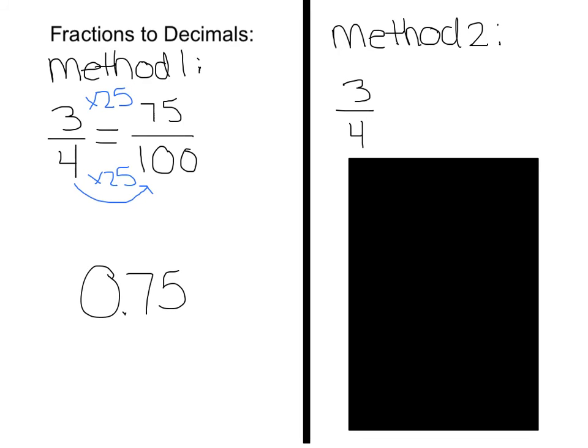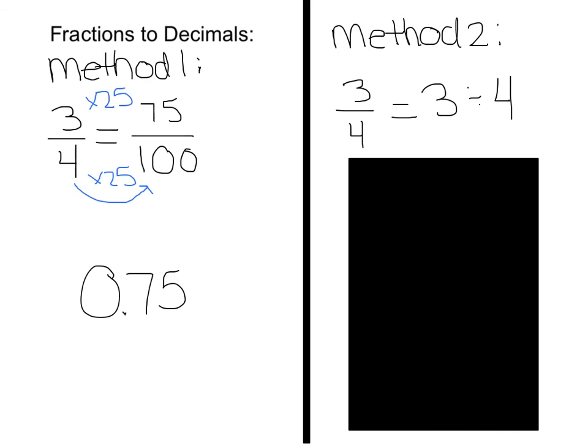Unfortunately, it won't always be so easy to find a number to multiply the denominator by to get a power of 10, 100, 1000, or so on. So there's another method that will work for any fraction. As you know, 3 over 4 is the same thing as 3 divided by 4. So to convert this fraction to a decimal, we can just divide 3 by 4.